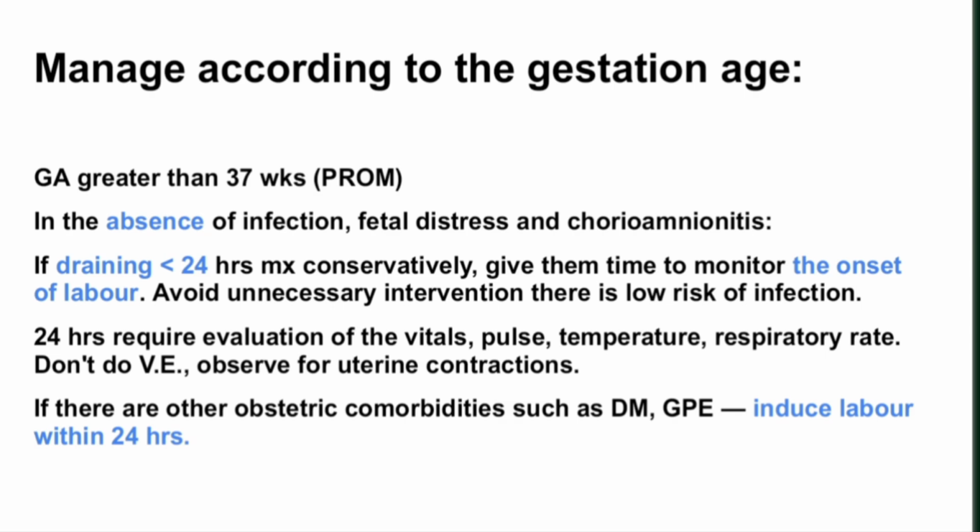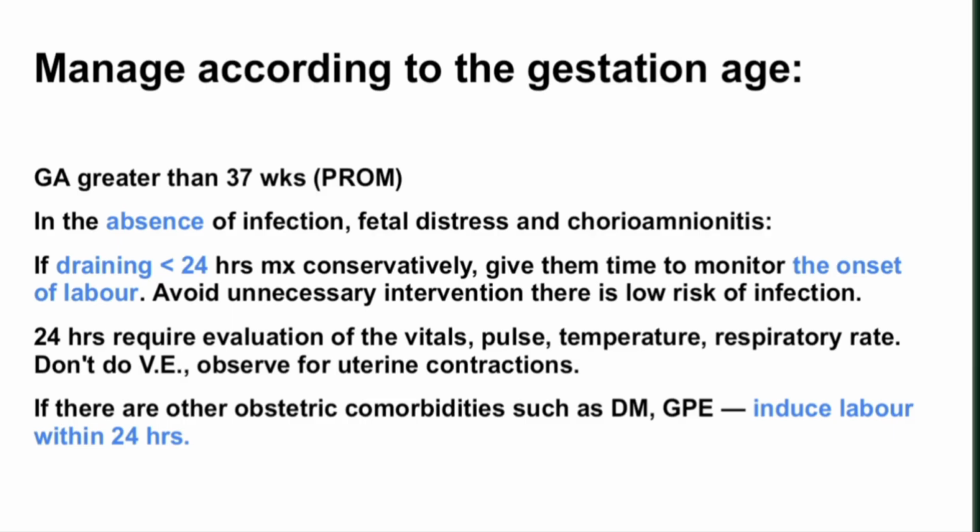In the absence of infection, fetal distress, and chorioamnionitis, if the draining is less than 24 hours, we're going to manage conservatively and give them time to monitor the onset of labor. When you give them time, we have to avoid unnecessary interventions because we want to lower the risk of infection. When we are monitoring them, we need to evaluate the vitals, the pulse, the temperature, the respiratory rate, and we do not do vaginal examinations. We just observe for uterine contractions.